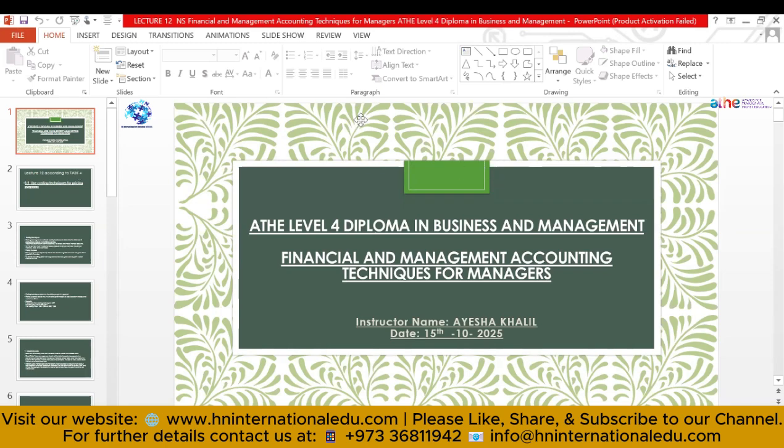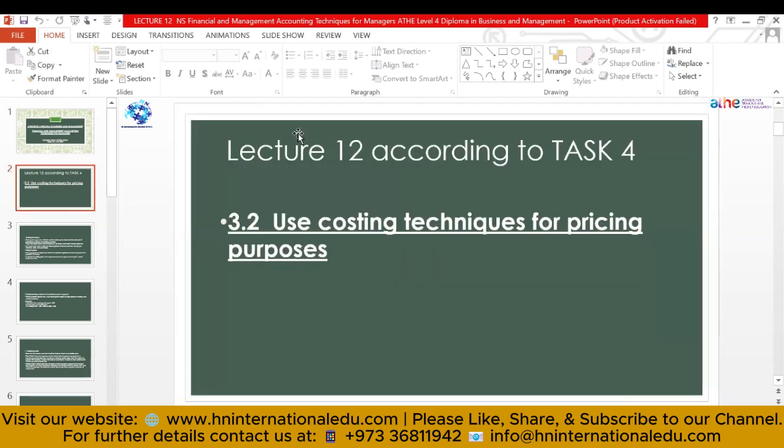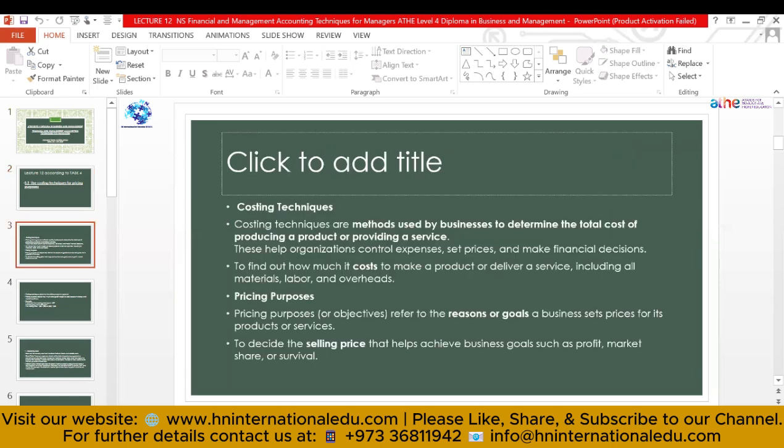Today is only one thing which we need to do, because that is based on task 4, your 3.2 assessment criteria. It says use costing techniques for pricing purposes. Here, there is no specific command verb, and honestly, in task 4, we do not even want to work on any of the command verbs. We will only follow the numbers and just simply put everything in the formula. And it's very easy as compared to task 3.